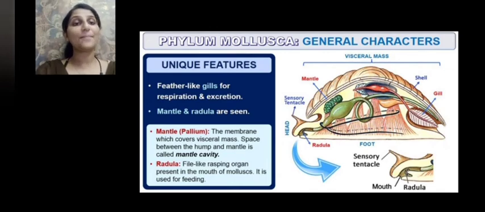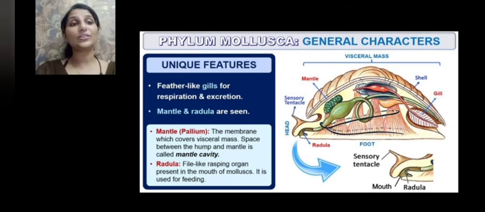And they have a mantle and a radula, two special organs. So what is this mantle? It is called a pallium, the membrane which covers the visceral mass. The membrane which covers the visceral mass is called the mantle, and the space between the hump and the mantle is called the mantle cavity. You can see there is a space between the mantle and the hump. This is the hump region, so this is called a mantle cavity.